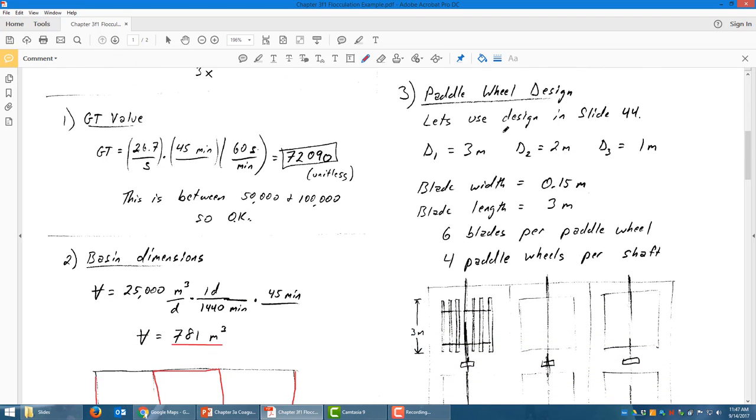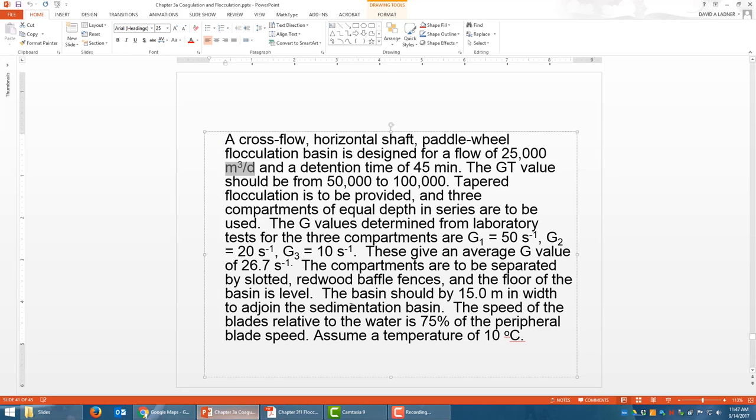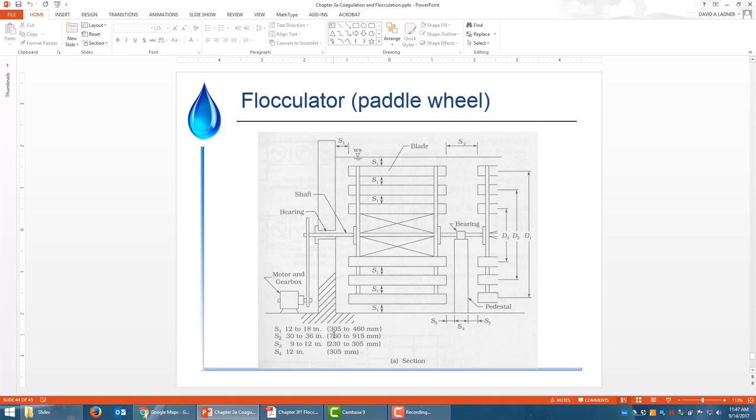And part 3 was the paddle wheel design. We're going to use the design in slide 44. So let's take a look at that. Slide 44 shows us a paddle wheel design where we have 3 paddles on each arm. Well, there's 2 arms, but 3 paddles on each side. And so 6 paddles total, and this is essentially the side view of the paddle.